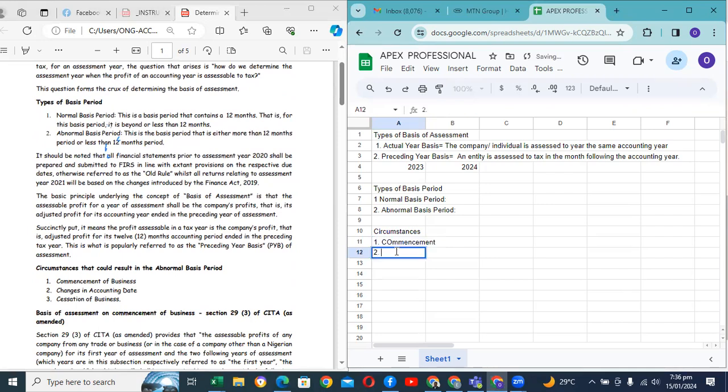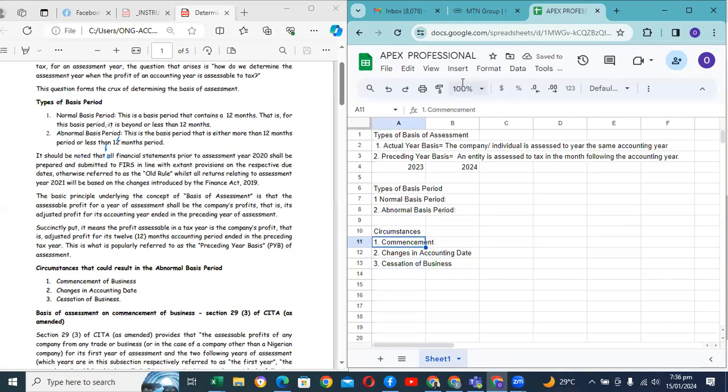The second is changes in accounting date. And three is what? Cessation of business. Right. So those are the three bases, three circumstances that could lead to this.